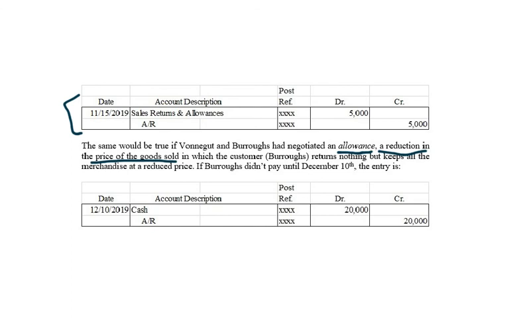All right, so just the last piece here for completeness' sake is what if Burroughs doesn't pay until the net period, which is December 10th in this case. So it would just be like any other payment on account receivable. So just cash debit, accounts receivable credit for the full $20,000. No discount would be applied. Right, and that concludes the selling material.